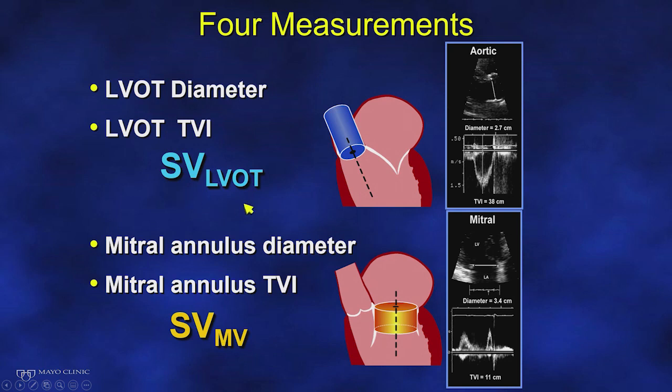To get the stroke volume of the LV outflow tract, we measure the diameter and we measure the pulse Doppler in the left ventricular outflow tract. We know there are limitations and it's not always circular, but nonetheless, this is the technique we utilize. And similarly, to get the stroke volume of the mitral valve, we measure the mitral annulus, as shown here. Some people do it in a biplane format. At Mayo Clinic, we generally use just one plane. And then we measure the pulse Doppler, very importantly, at the mitral annular level, not the leaflet tips, and we measure the modal TVI.